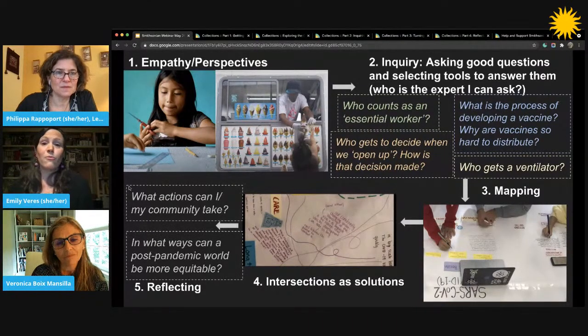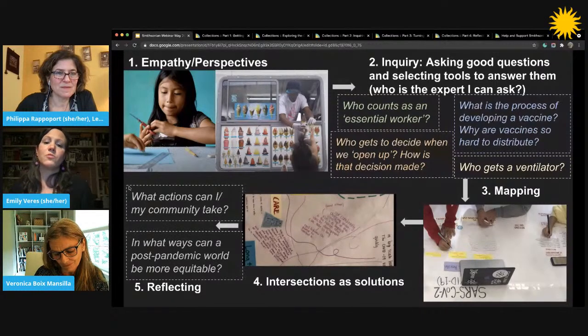Ethics: how do we know, and how do we decide about when we open and how we open, and who gets a ventilator. Many really thoughtful questions were put forward. I then asked them to do some research and come up with some takeaways, and that's when the mapping came to fruition. And they mapped their takeaways.